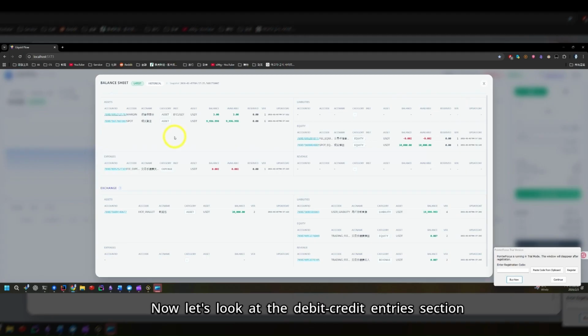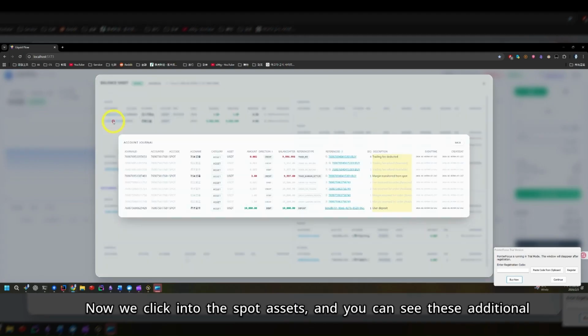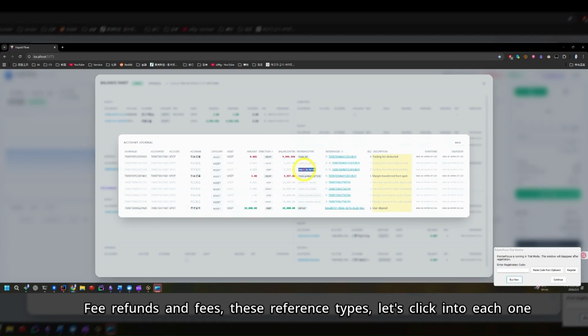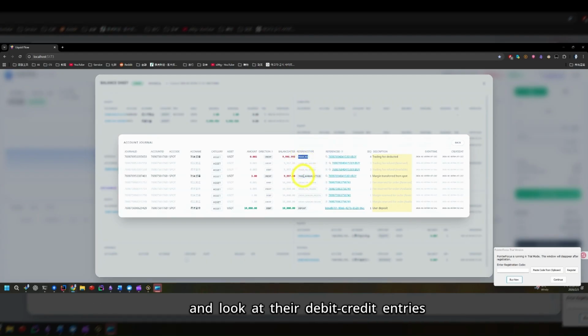Now let's look at the debit credit entries section. Now we click into the spot assets and you can see these additional items are margin settlements, fee refunds and fees, these reference types. Let's click into each one and look at the debit credit entries. Let's first look at the margin settlement section.